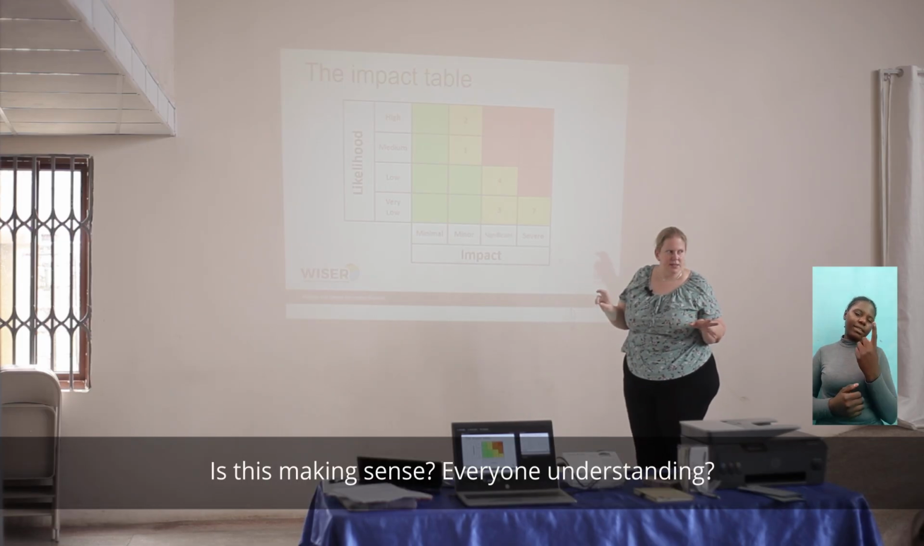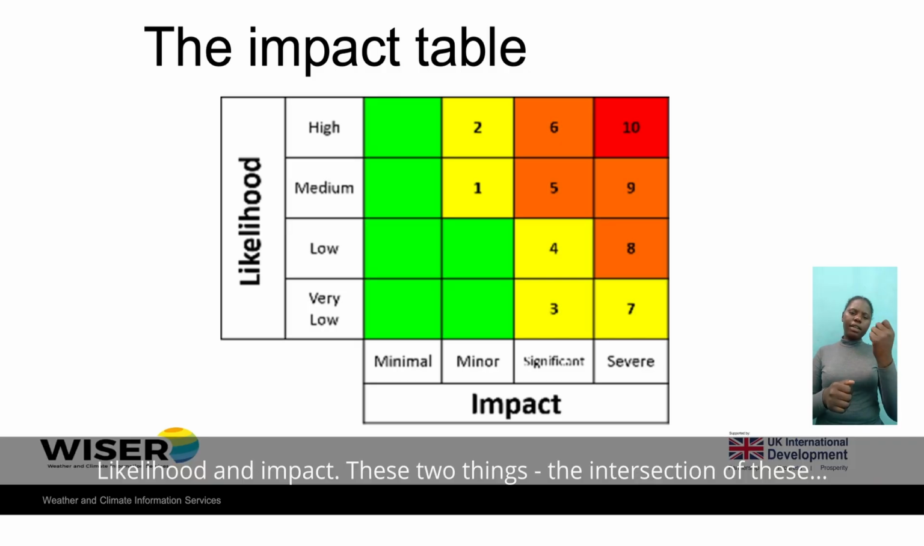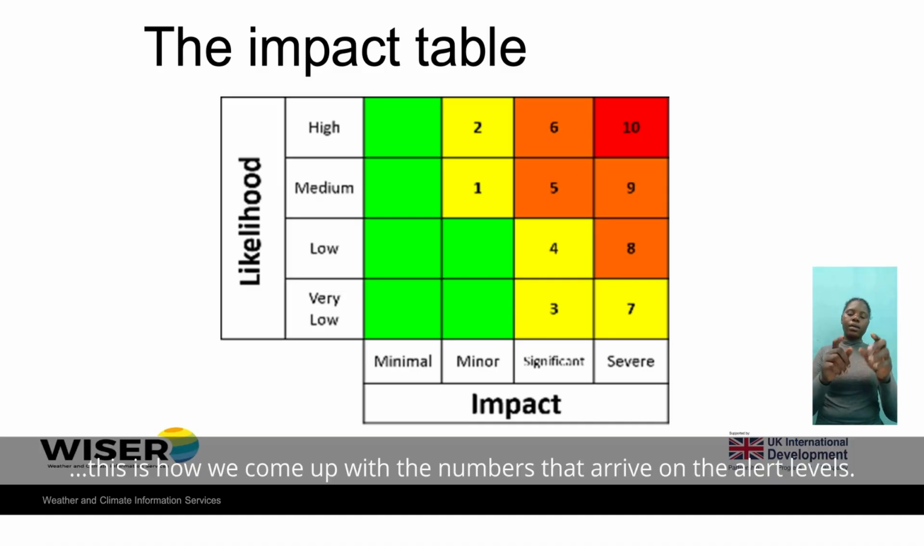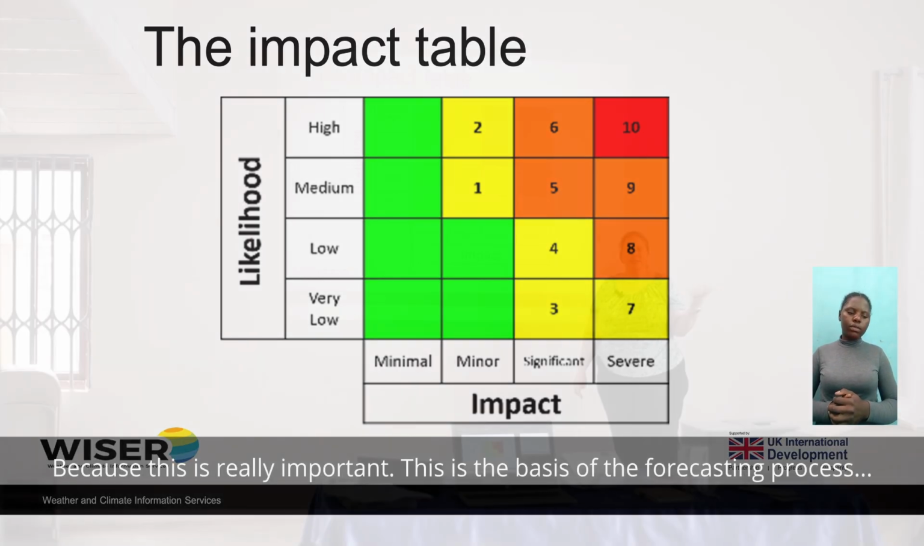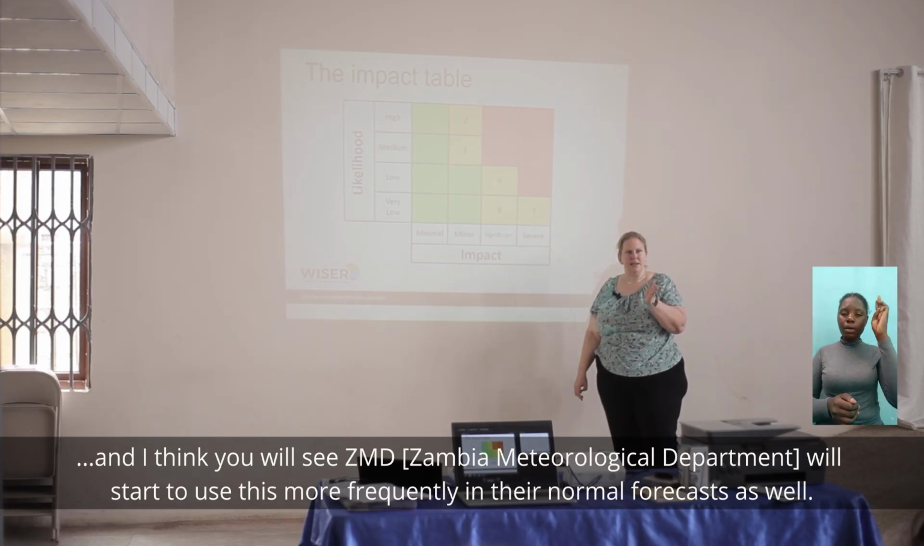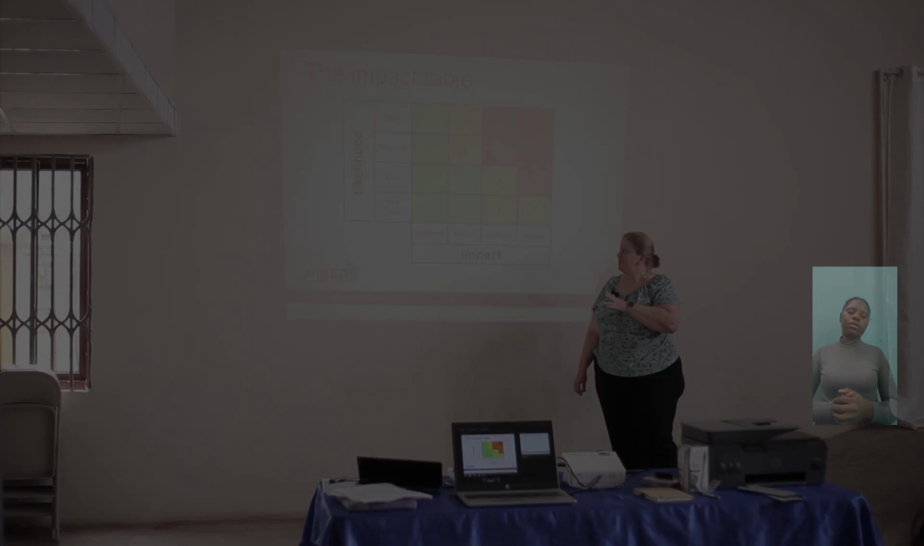Is this making sense? Everyone understanding? Likelihood and impact, these two things, the intersection of these, this is how we come up with the numbers that arrive on the alert levels. Because this is really important. This is the basis of the forecasting process. And I think you will see ZMD will start to use this more frequently in their normal forecasts as well.